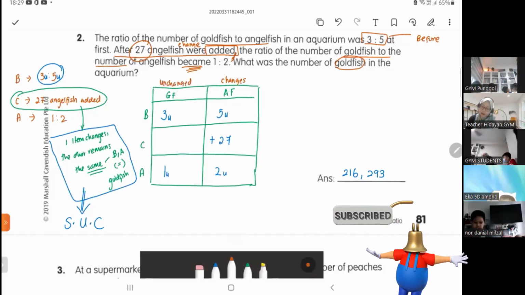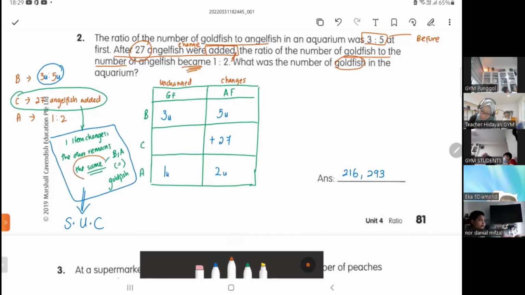So when the goldfish is unchanged, the goldfish will remain the same, which means the before and after must be equal. You look, one is 3, another one is 1. Are they the same? No, we have to make them the same, okay? We have to change the 1 to become 3. If I times 3 here for the goldfish, for the whole row, whatever item in the same row will have to do the same. So over here also times 3. Here is 3 units, so okay, right? 3 and 3, okay. Now let's look at this. This becomes 6 units. Then if you look at the angelfish, it changes. From 5 units now becomes 6 units, right?